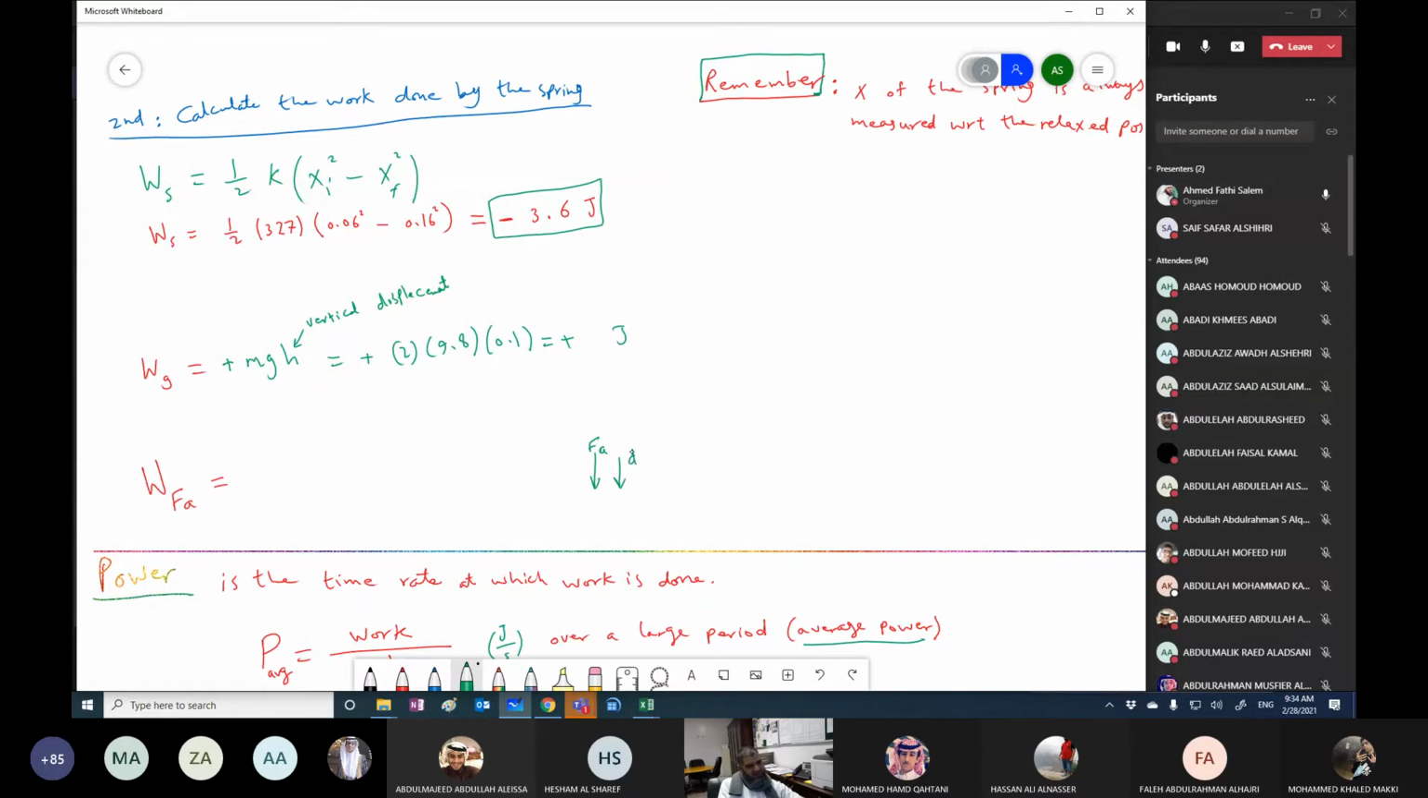And the displacement is downward. Okay, so this will be F applied multiplied by displacement multiplied by cosine 0. How much is cosine 0? 1. Okay, so this will be the force applied, positive, multiplied by displacement, which is how much in this case? It is 0.1. Of course, you must be given the necessary information to find how much the force applied is.